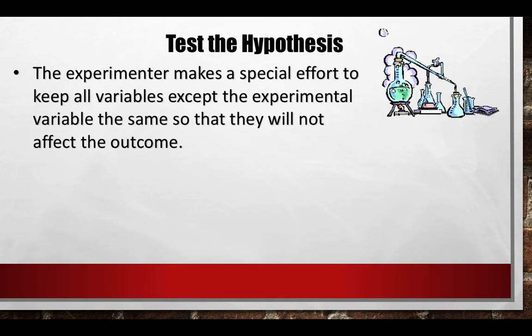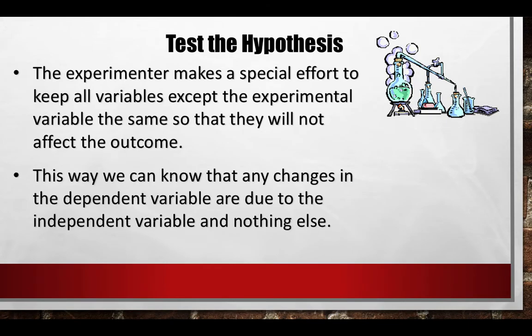And so, as I just mentioned, the experimenter makes a special effort to keep all variables except the experimental variable the same so that they will not affect the outcome. And as I said, this way we can know that any changes in the dependent variable are due to the independent variable and nothing else.